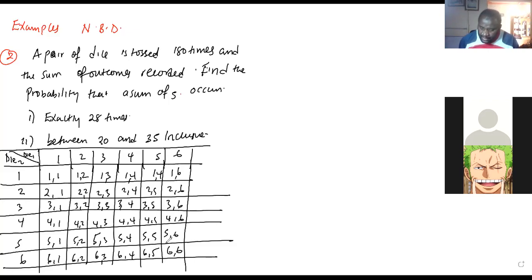Now they are saying the sum of 5 is to occur. Where is the sum of 5 occurring? 5 occurs if you have 4 plus 1, 1 plus 4, 3 plus 2, 2 plus 3. So it is along this line. These are the possible outcomes for 5. 1, 2, 3, 4. There are 4 out of a sample space of 36 possibilities. So first of all, you treat that.